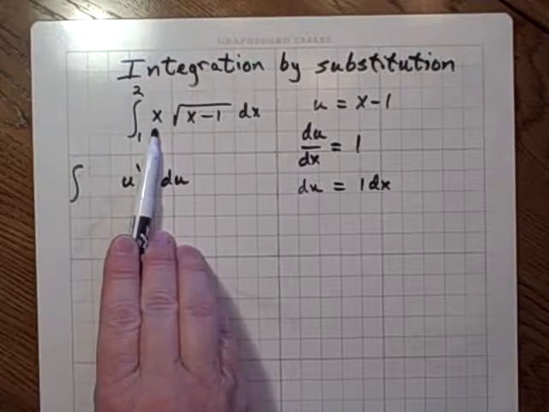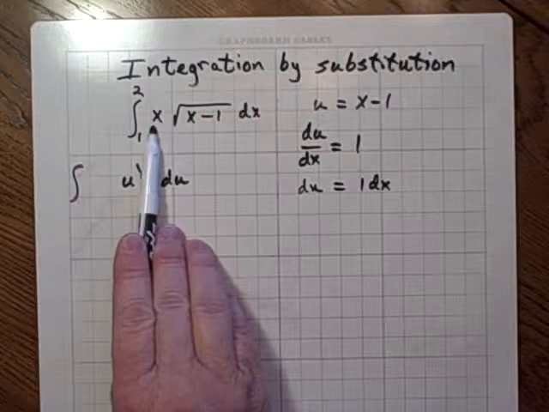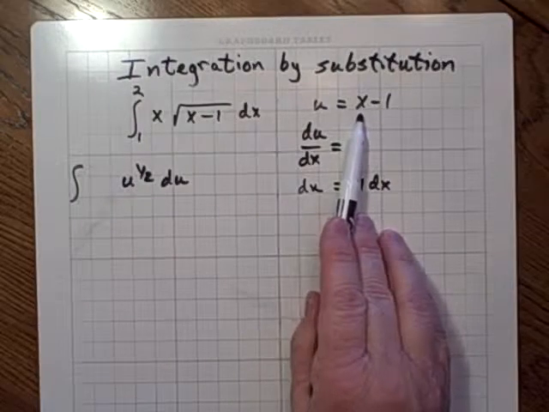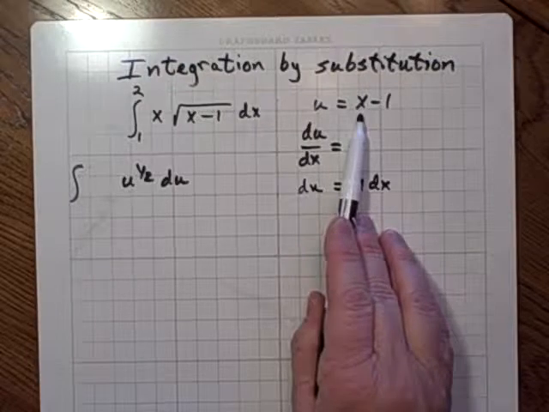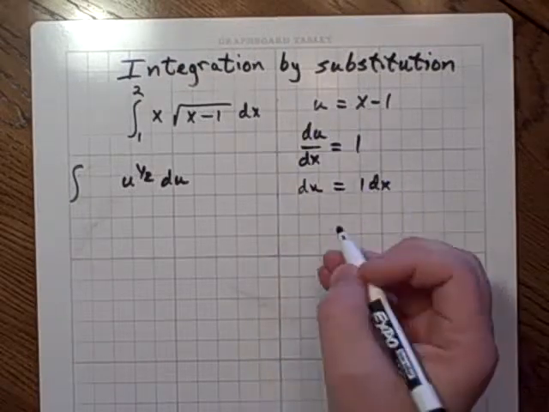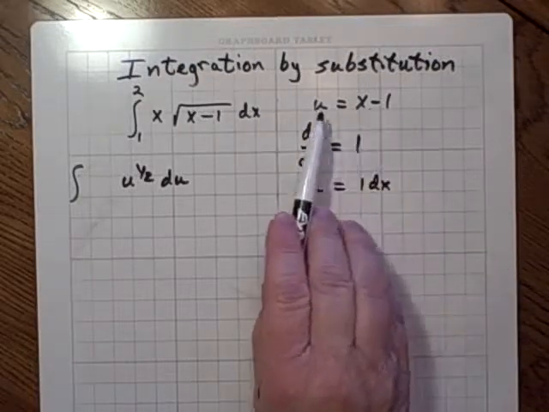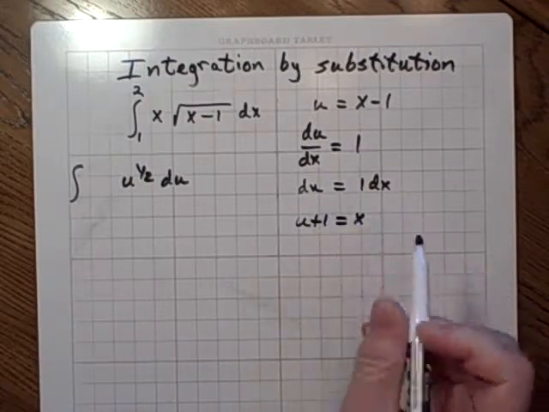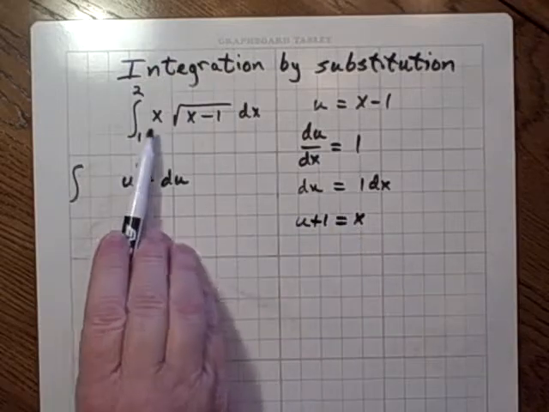This happens on occasion, that there's extra expressions in the integrand. Look back to the original substitution, and if we solve that for x, we get u plus 1. So if I simply add 1 to both sides, u plus 1 is the same as x, and that's our replacement for x.